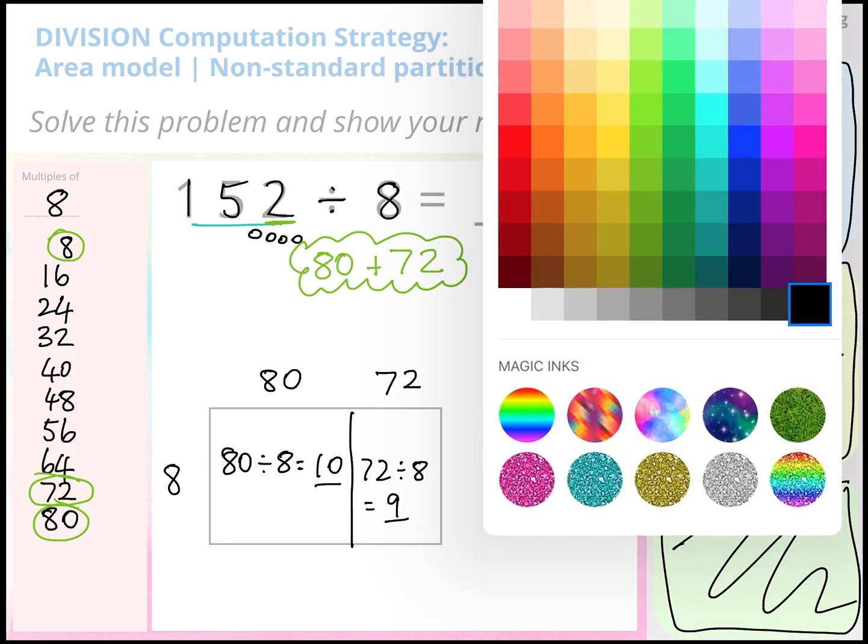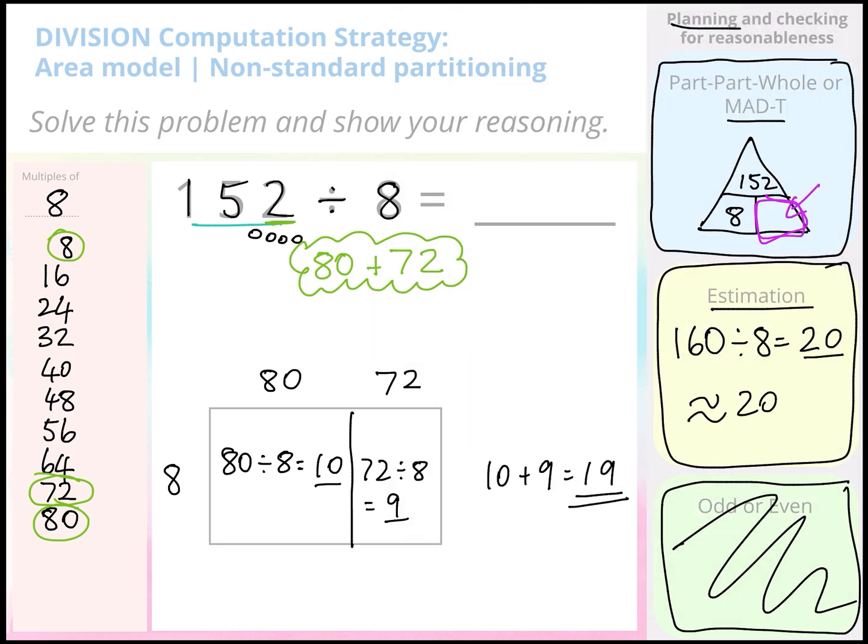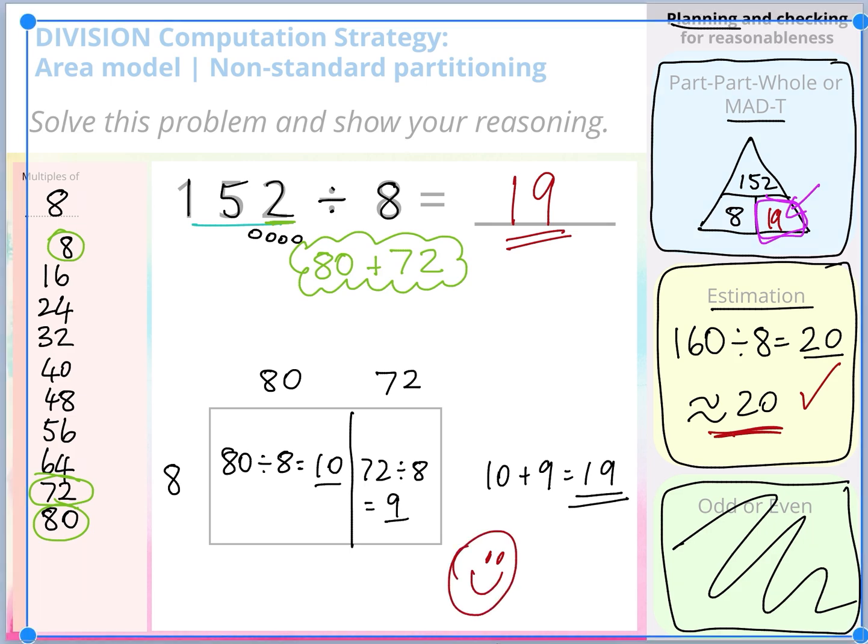Okay, let's see if our answer is reasonable. Is 19 less than 152? That does seem right to me. Estimation, is it around about 20? Yes. Not worrying about our odd and even. I'm just going to write my answer here, 19, and double underline it, and I feel like I'm ready to move on to the next question.